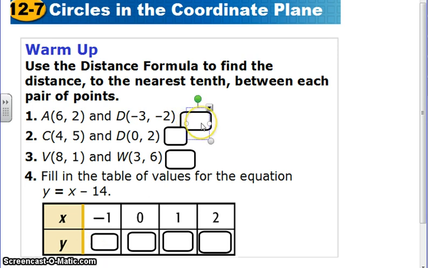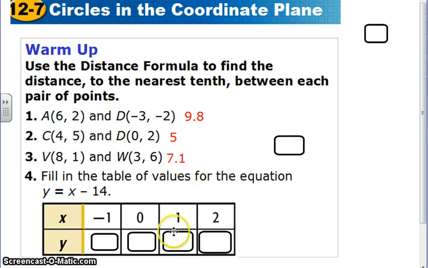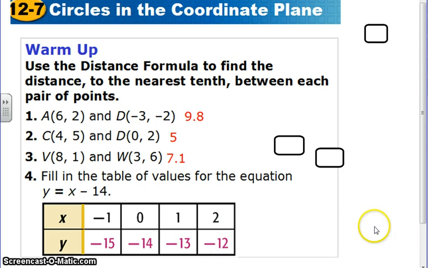And for number 1, you should have 9.8. Number 2, 5. Number 3, 7.1. And this should have been a real breeze. The y-intercept was at -14. So we have (-1, -15), (1, -13), and (2, -12).